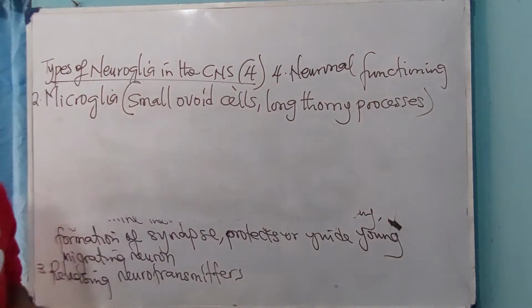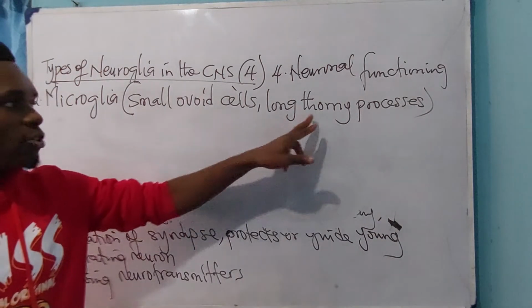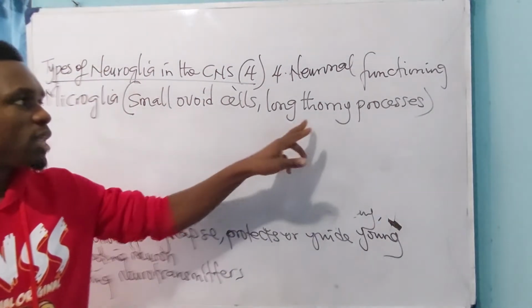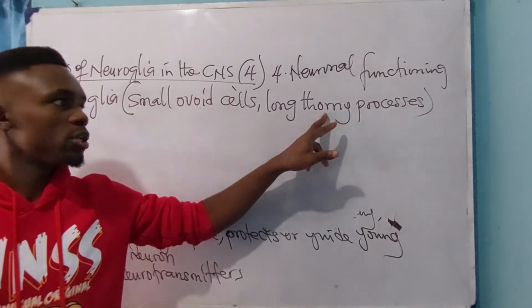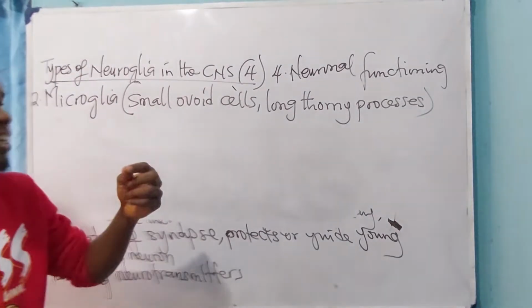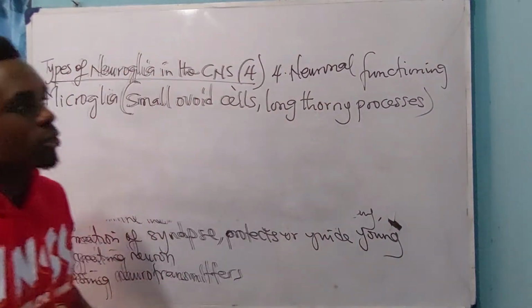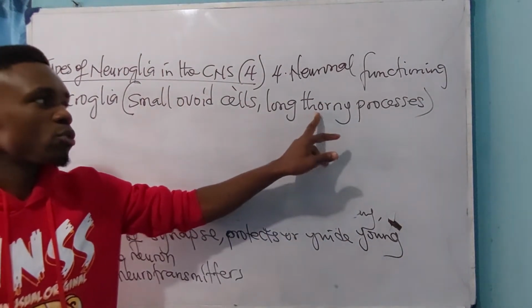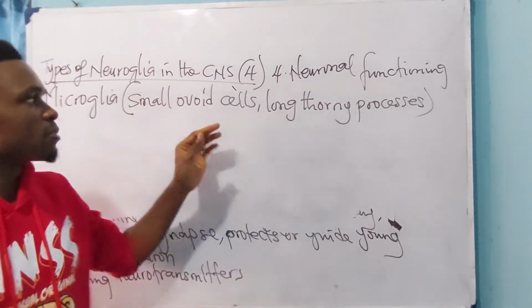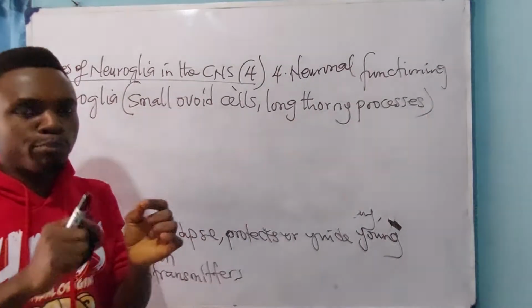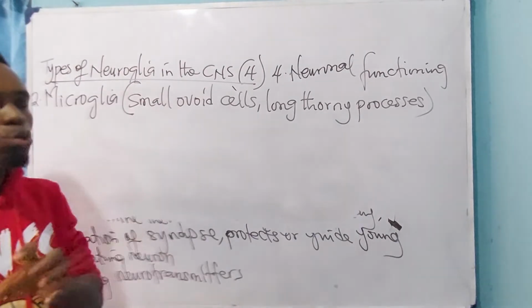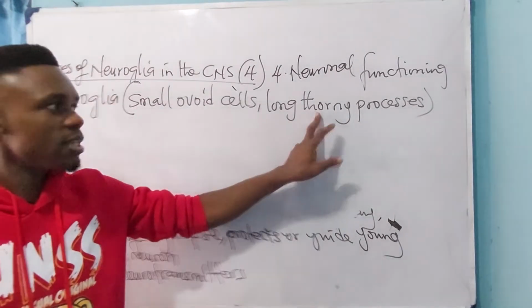Now the word thorny is an adjective. Now thorn is a noun. Now this thorn, the one they call shukushuku, is called what? Thorns. Which means that it has long projections that look like what? Thorns. All right, that is for that.